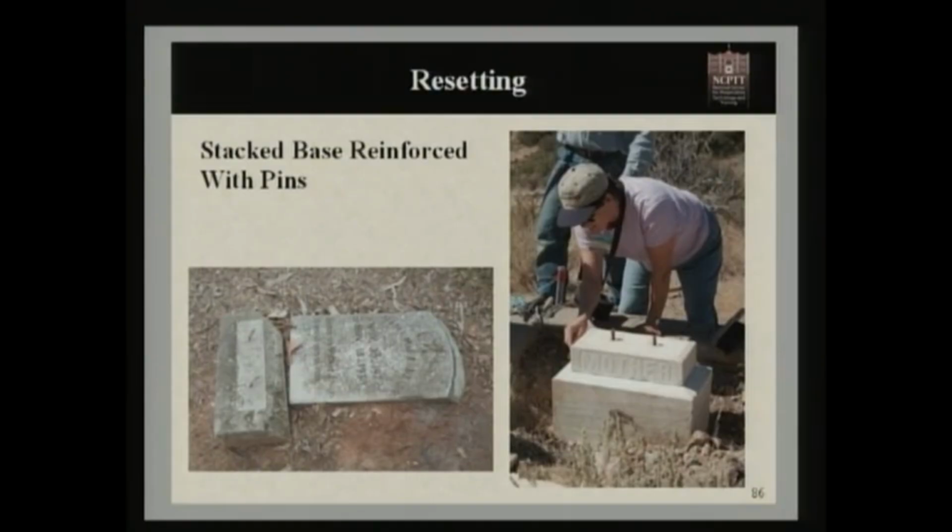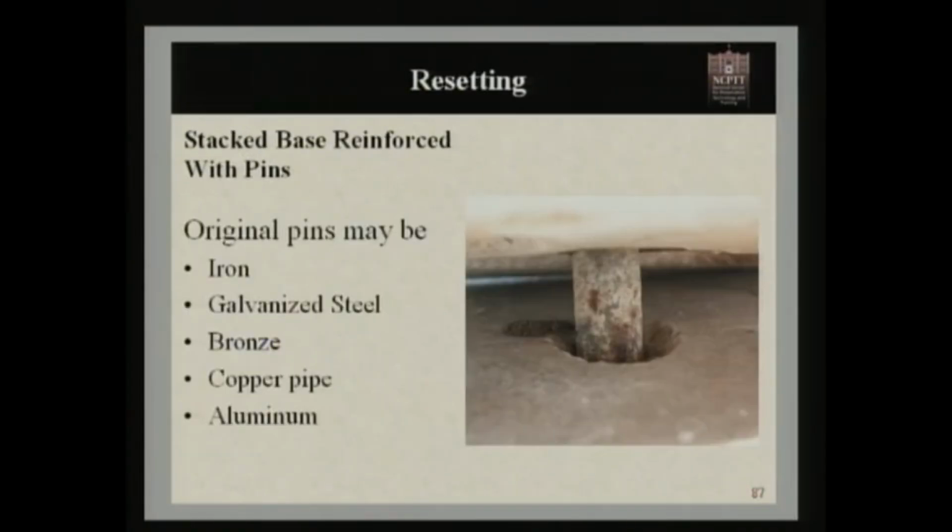Stack pins with bases, usually the pins were iron. These are the ones that cause us the most trouble. These are the ones that rust and expand and actually will push the stone apart. Galvanized steel, once this galvanized coating is worn off, we have that rust problem again. Also bronze, copper pipe, and aluminum is a more modern thing. The bronze and the copper pipe, we don't have that expansion issue, but what we do have is metallic staining that comes along with that.